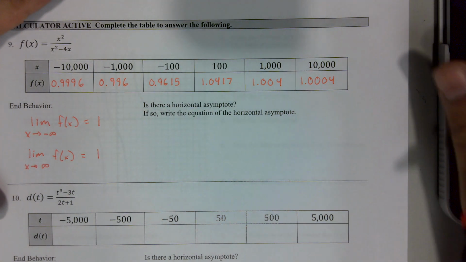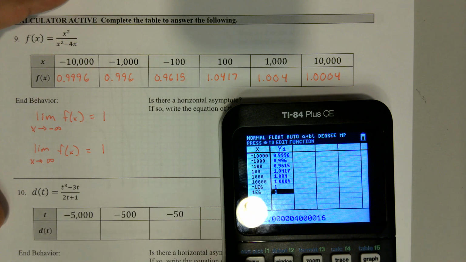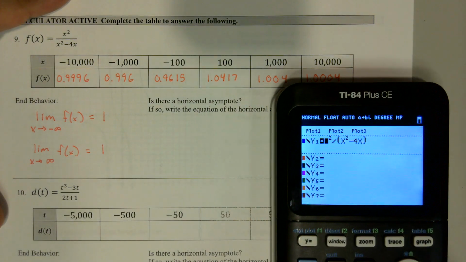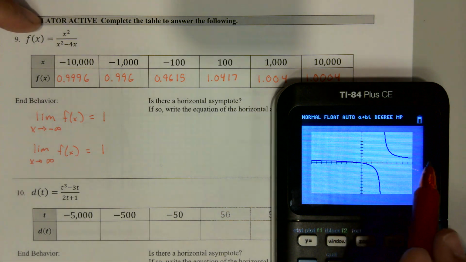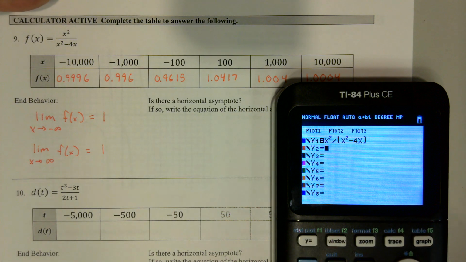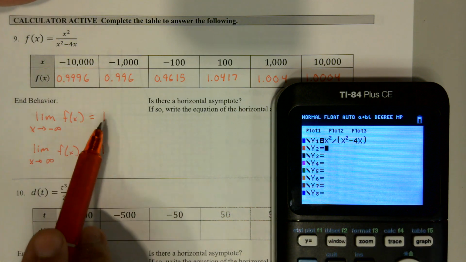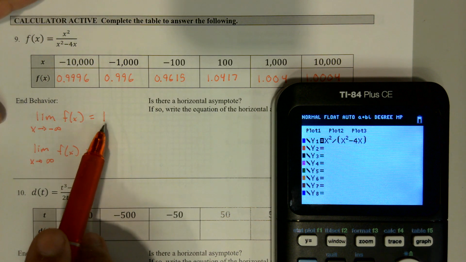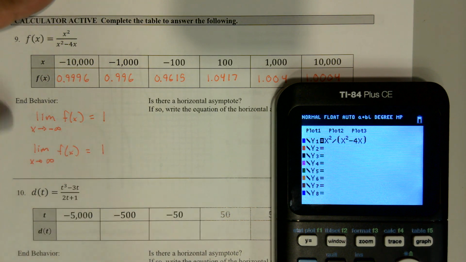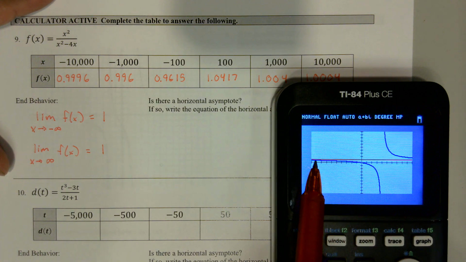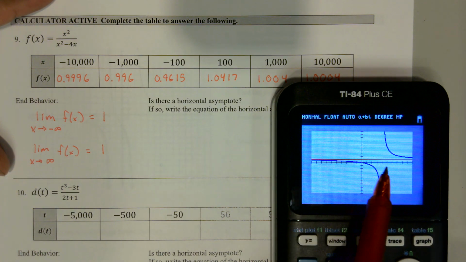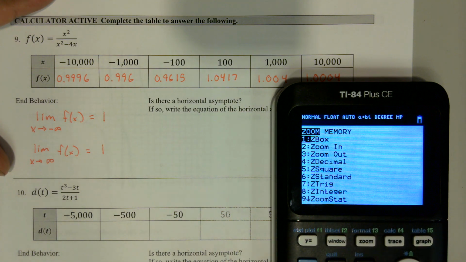And so, if we graph this, we can even see that, yeah, it kind of flattens out in both directions. And I could even graph our horizontal asymptote. We're going to take a guess that that's equal to y equals 1. And look at that. I think we can agree that our graph gets really close to y equals 1 without ever actually getting there. And we can zoom out.